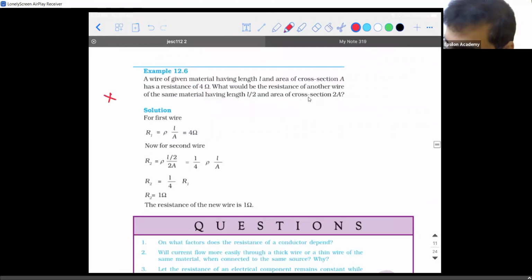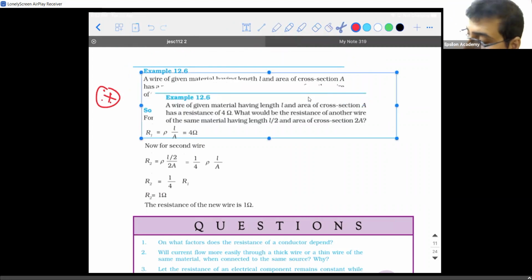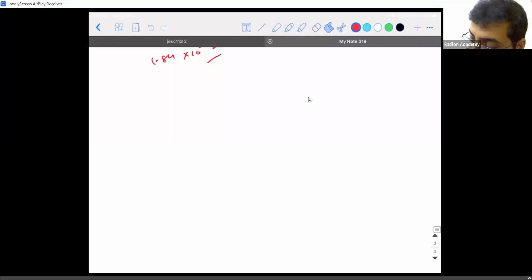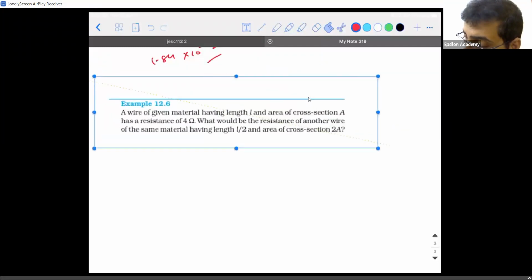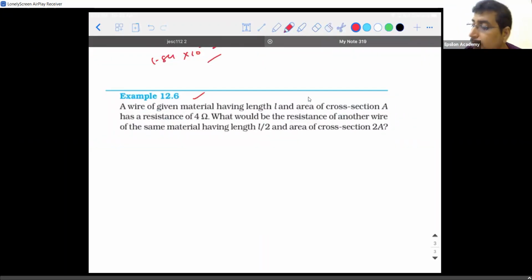The next one is a very important one. Okay. Now see. There is a wire of given material. They didn't say what the material is. So when they say given material, one thing that should run in your mind is resistivity is constant, because resistivity is the characteristic of a material, right? So a wire of given material having length L and area of cross section A has a resistance of 4 ohm.